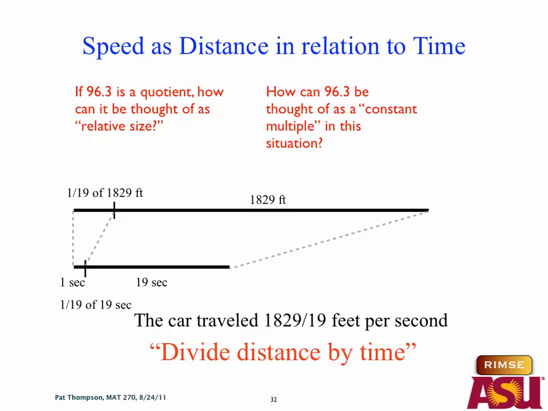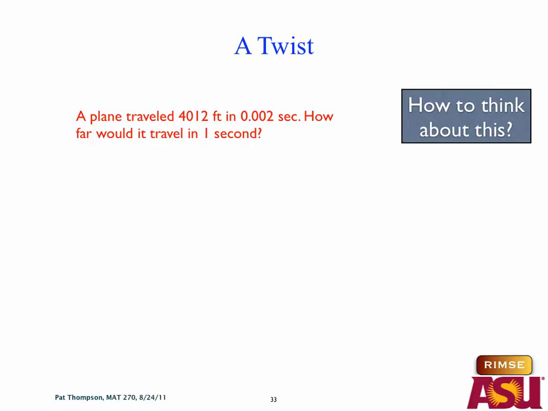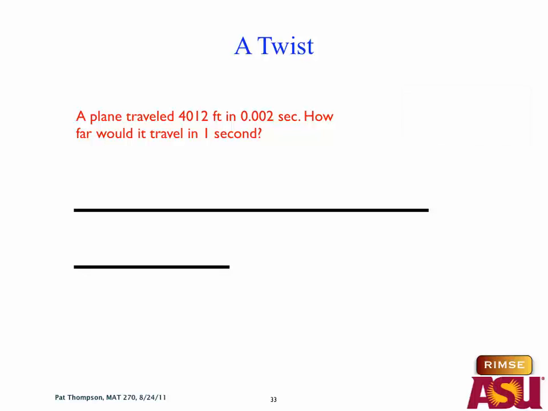Okay, so let's put a twist on this. A fast plane travels 4,012 feet in 0.02 seconds. How far would it travel in 1 second? Okay, so see if you can use bar diagrams to answer this. See if you can make headway in this. Take a minute, go.